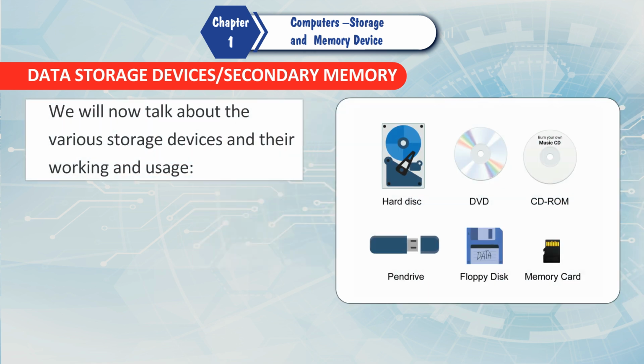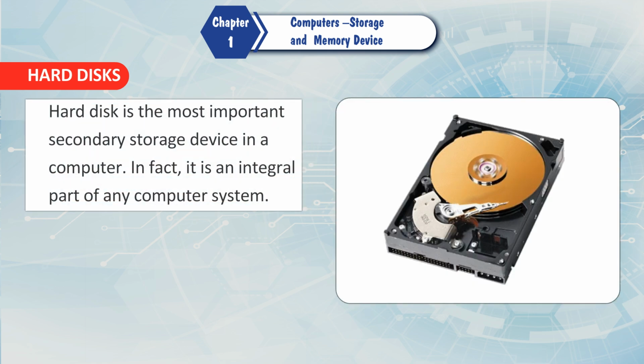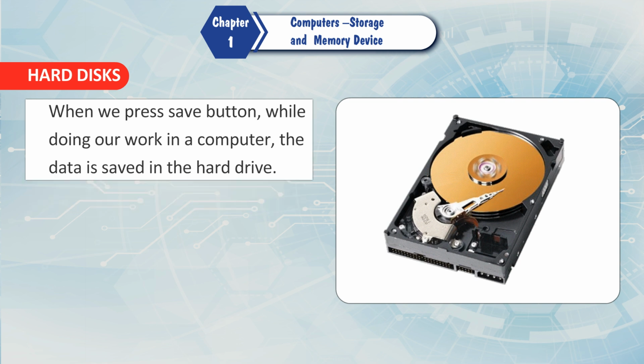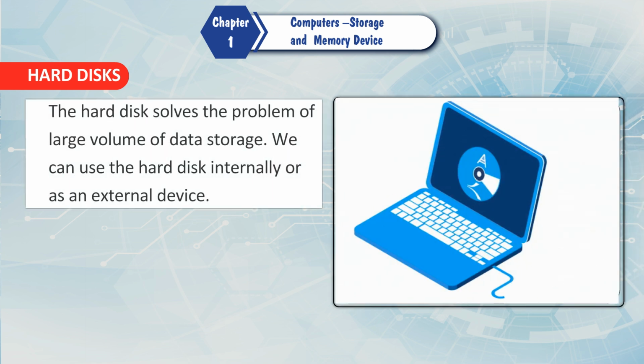We will now talk about the various storage devices and their working and usage. Hard disks. Hard disk is the most important secondary storage device in a computer. In fact, it is an integral part of any computer system. When we press the save button while doing our work in a computer, the data is saved in the hard drive. The hard disk solves the problem of large volume of data storage.